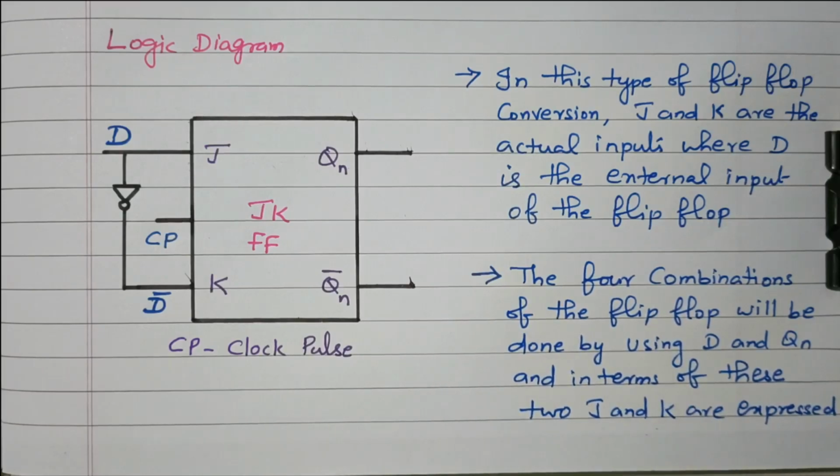So in this video we discussed the conversion of the JK flip-flop into the D flip-flop. First we discussed the D flip-flop truth table. Based on that we decided the JK flip-flop inputs from the JK flip-flop excitation table. Then from the table we got the expressions for J and K using the K map. That expression is implemented with the logic diagram, so that the JK flip-flop is converted into a D flip-flop.